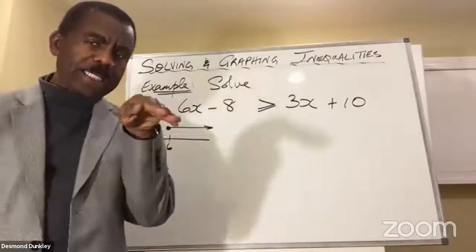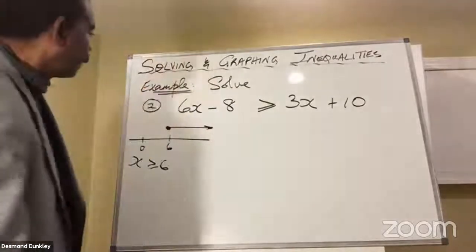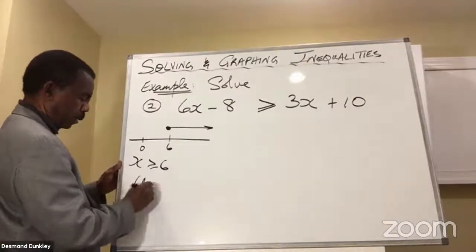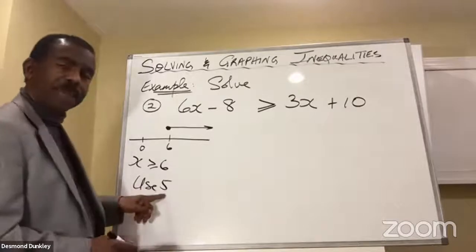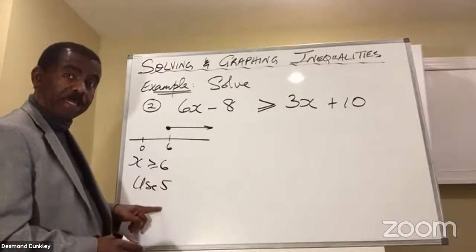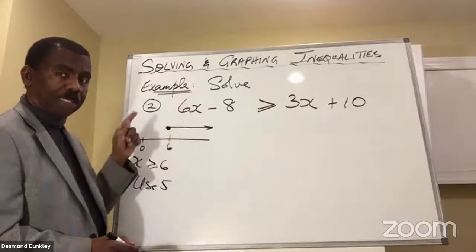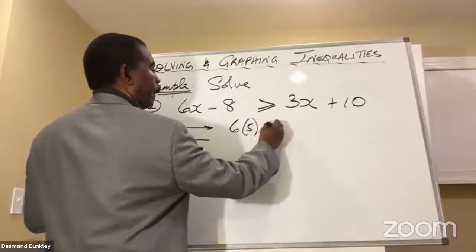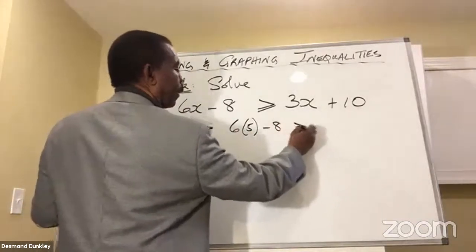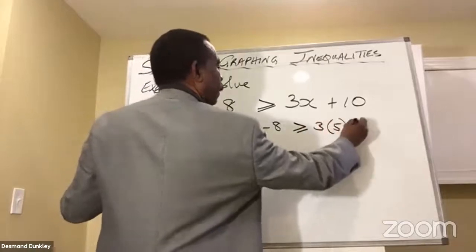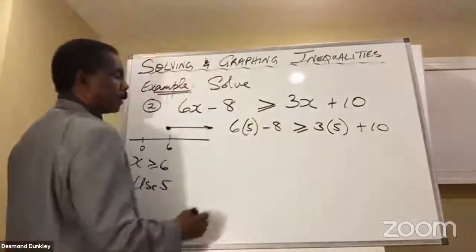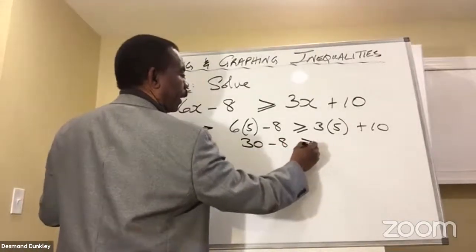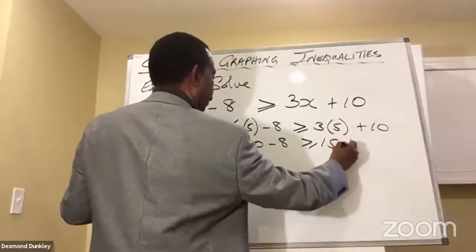So let's try a number below 6 and see what happens. Let's try 5. 5 is less than 6, so this should fail. It should not work if we are correct. Let's go. 6 times 5 minus 8. Is that greater than or equal to 3 times 5 plus 10? 6 times 5 is 30 minus 8. Is that greater than or equal to 15 plus 10?